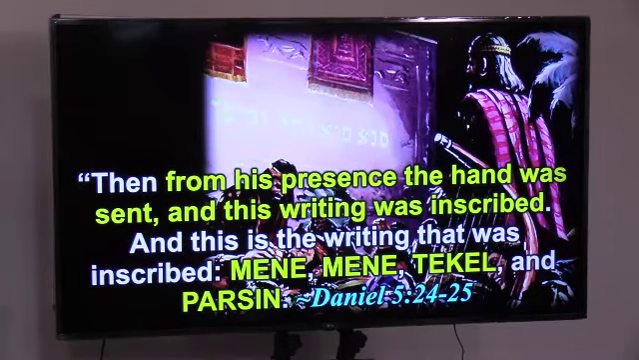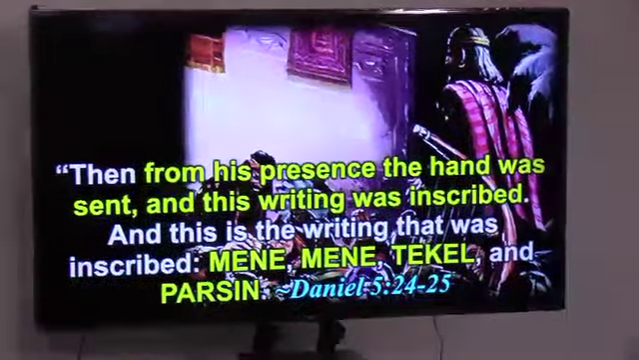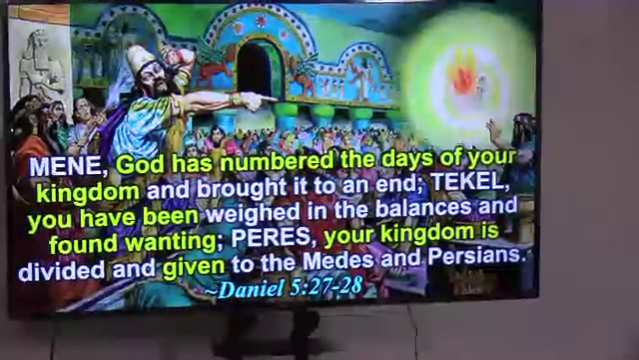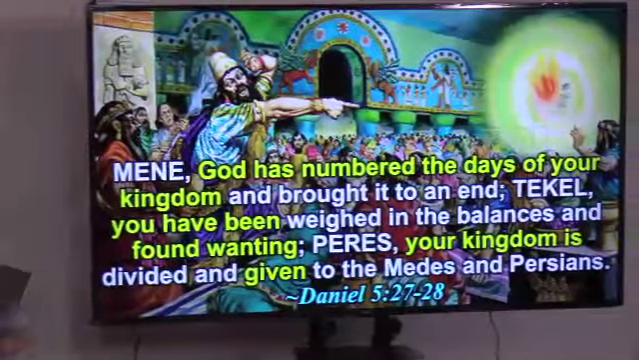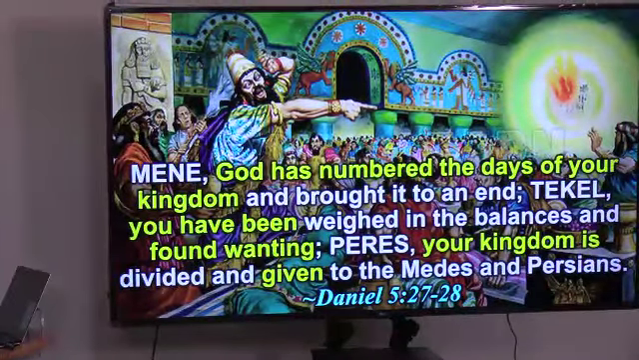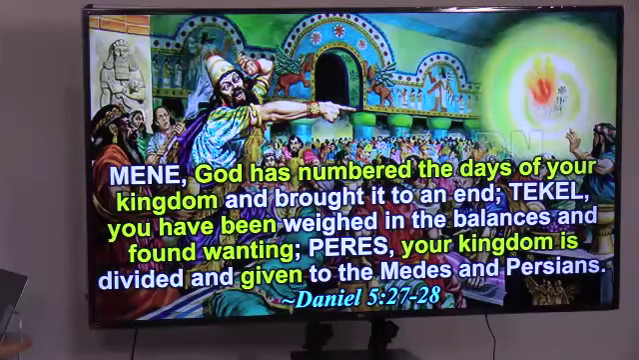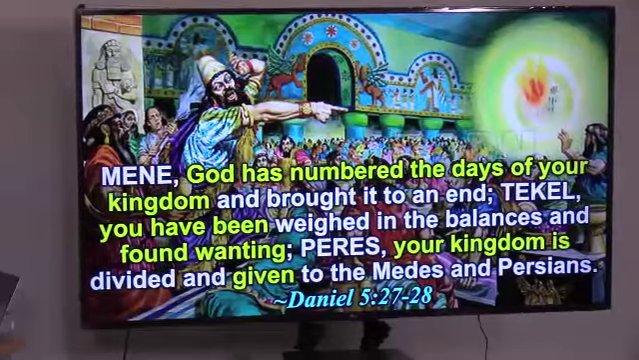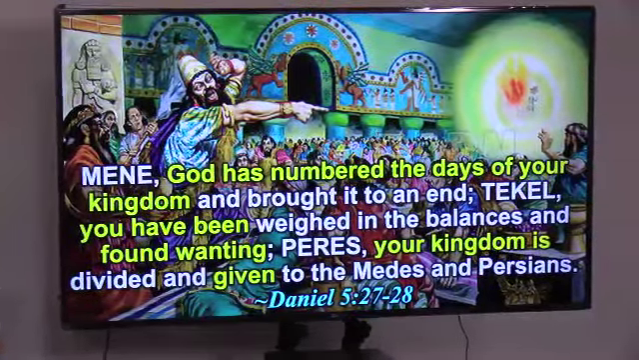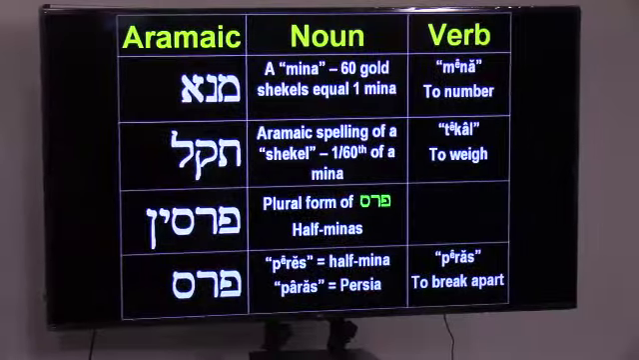and this is the writing that was inscribed. Mene, mene, tekel, upharsin. Okay? This is the meaning. Mene, God has numbered the days of your kingdom and brought it to an end. Tekel, you have been weighed in the balances and found wanting. Peres, your kingdom is divided and given to the Medes and the Persians.